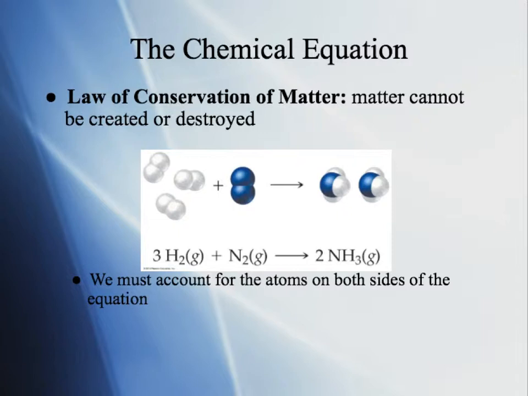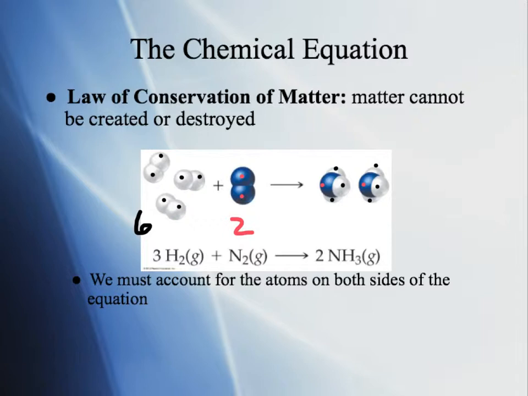So if we take a look at this example in the picture, we've got 6 little hydrogen atoms, and we have 2 nitrogen atoms. So in the end, after they react, we still need to have 6 hydrogen atoms and 2 nitrogen atoms. All right, and so in fact over here we've got 6 hydrogen atoms, and here's our 2 nitrogen atoms. So in this case, this is a balanced chemical equation.